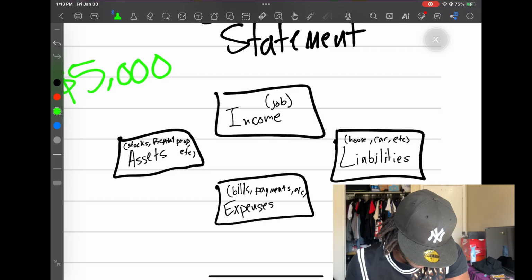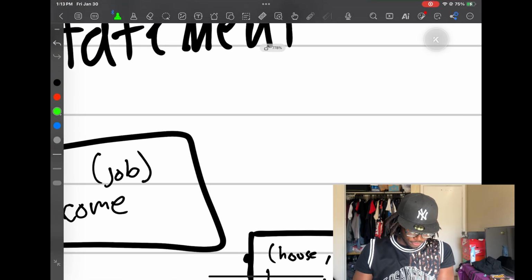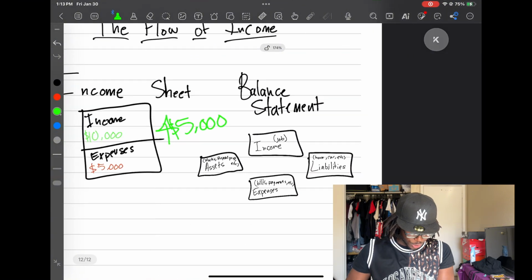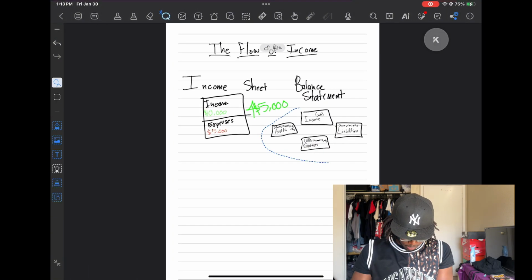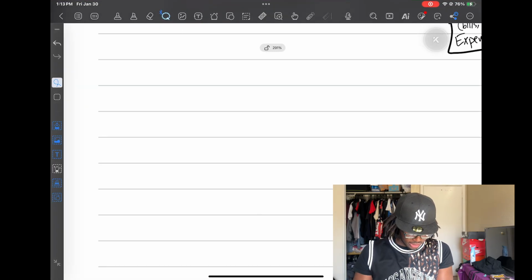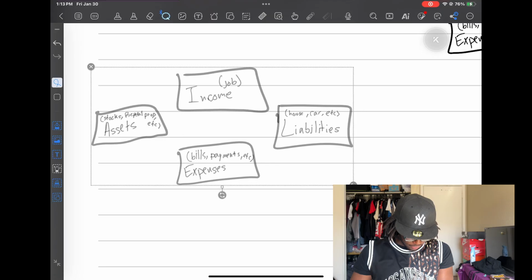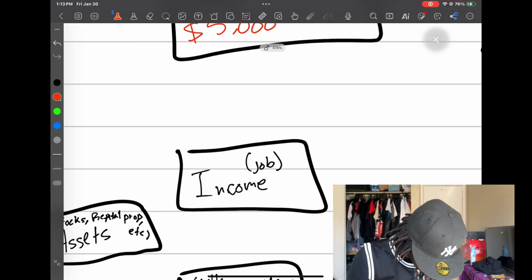So now, let's say that you're making 5K. Let's duplicate this real quick because there's going to be multiple types of balance statements. The balance statement is what you really want to focus on as you go more into owning businesses and stuff like that. So now we have this balance statement. Let's call this the poor person's balance statement.